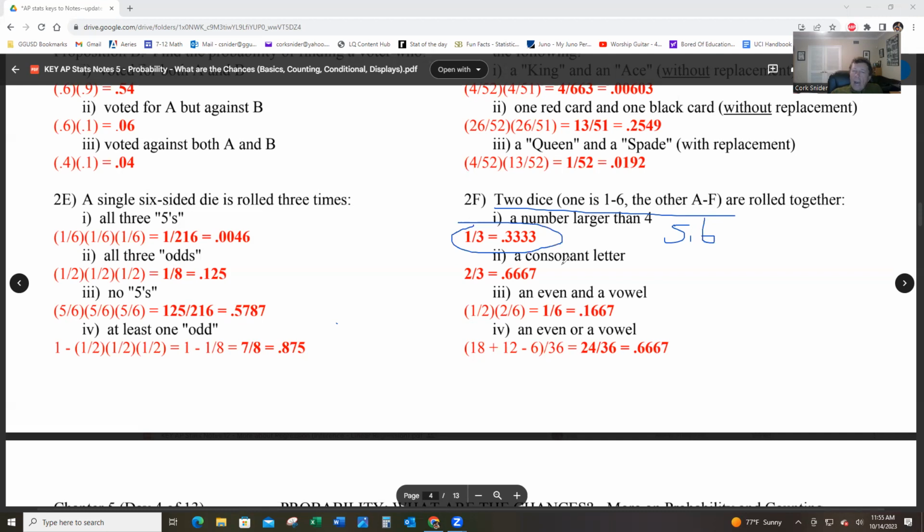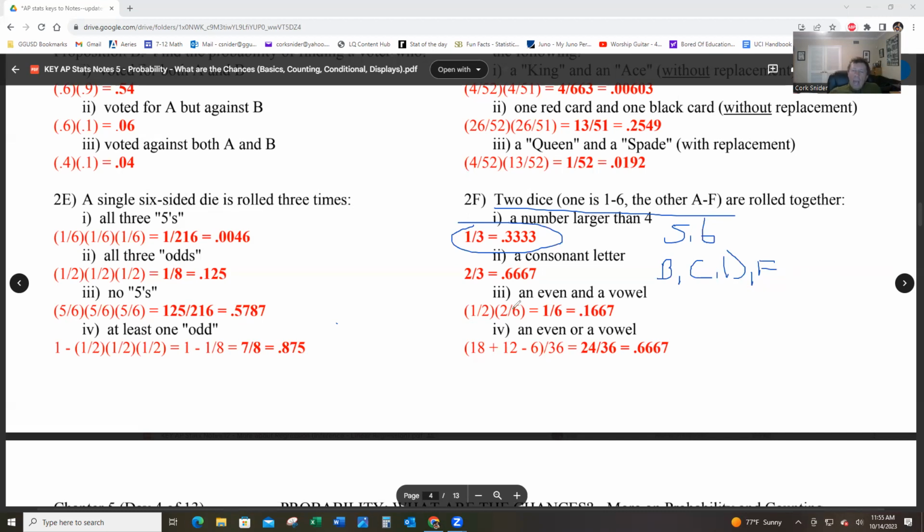1/3. A consonant. I'm not even sure what a consonant is. Is that A? Is that B? C, D, and F? Yeah, that's it. So that's 4 of the 6. Okay. Sorry that I led you down the wrong path with them. Well, at least I referred you to day 2.